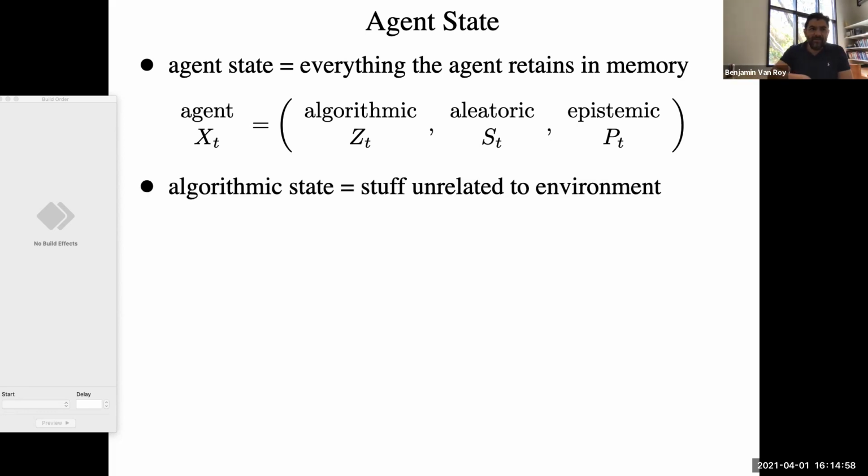Let me talk about each of these parts. So algorithmic state is stuff that the agent remembers that has nothing to do with the environment. For example, maybe the agent is producing random numbers along the way and has to remember some of those, et cetera. And for the specific agent we're going to cover today, the algorithmic state is just time. The agent just remembers how long it's lived for so far. That's the only algorithmic state, and that just has to do with the agent, has nothing to do with the environment.